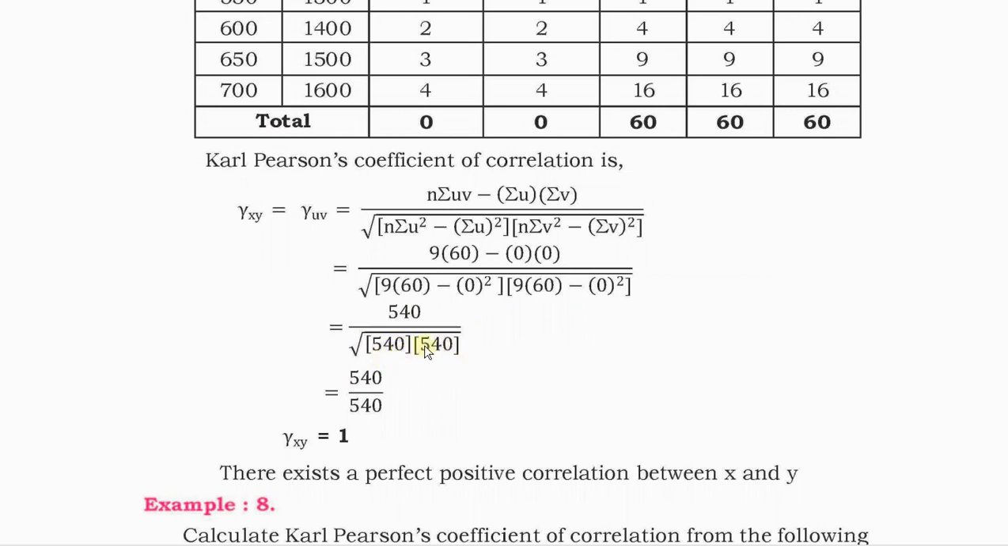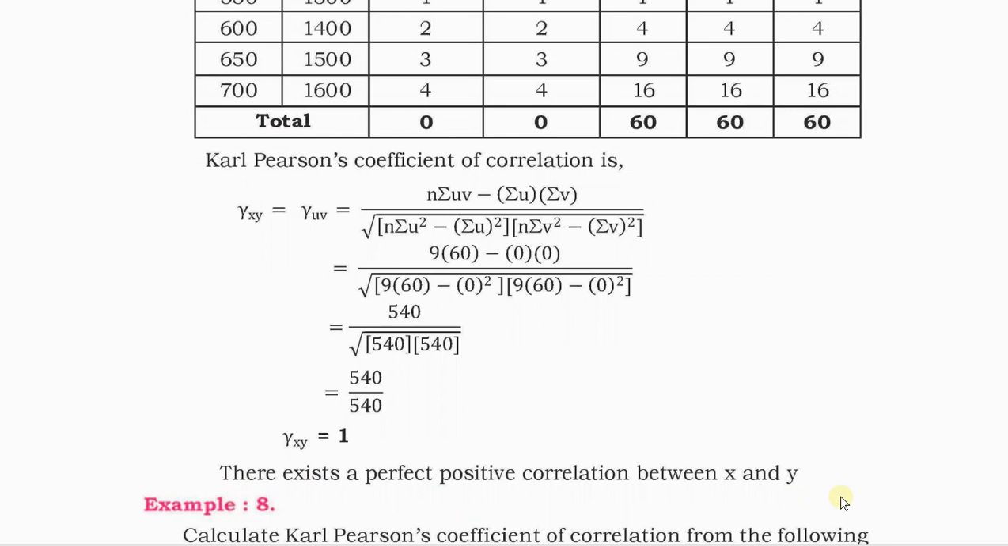If you square it and if you take the root again, it will be 540. So 540 divided by 540. So the answer is equal to 1. So it is a positive number and it is exactly 1. So the correlation between the two variables is a perfect positive correlation. So the conclusion is there exists a perfect positive correlation between x and y.